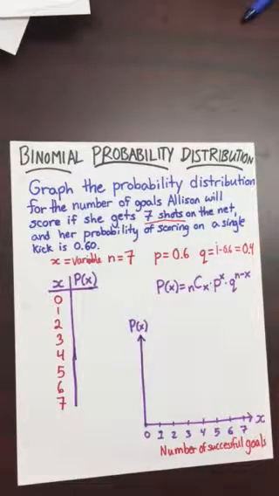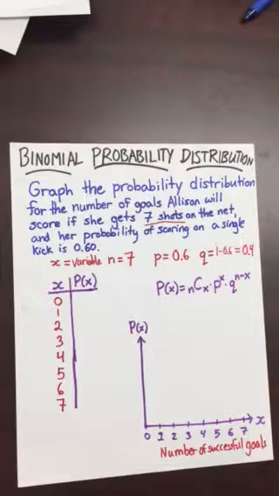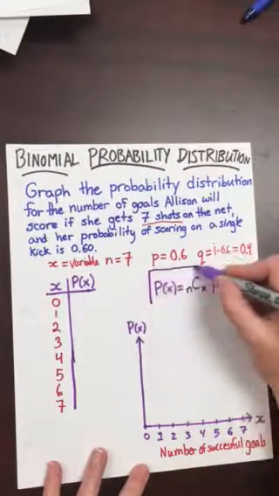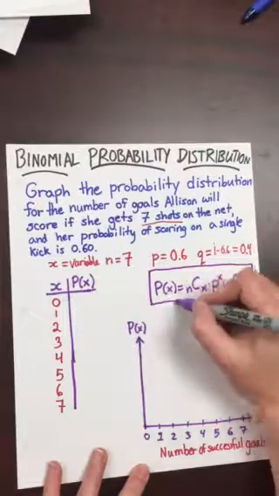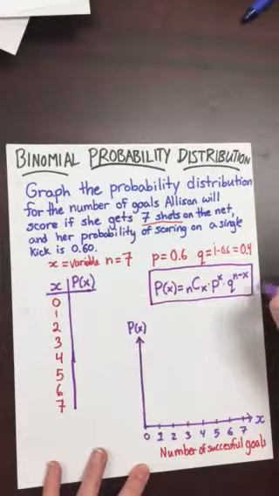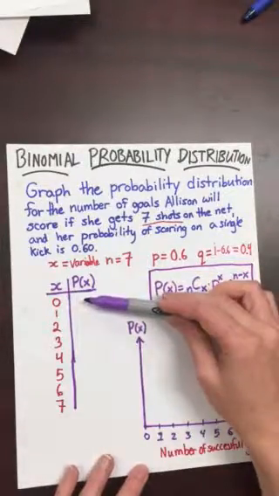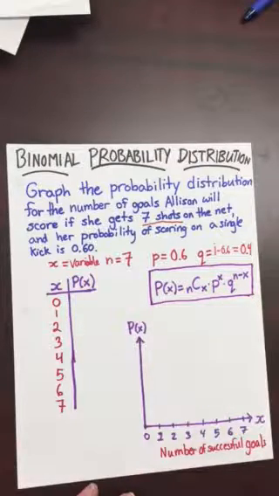All right, so I have my nice binomial distribution formula already nicely written out here for us. So it's now just a matter of plugging this into our calculator to fill out each of these probabilities here.